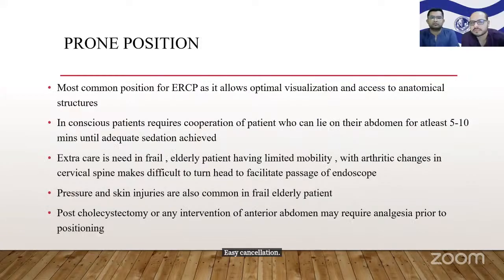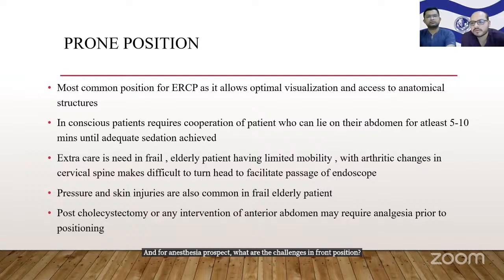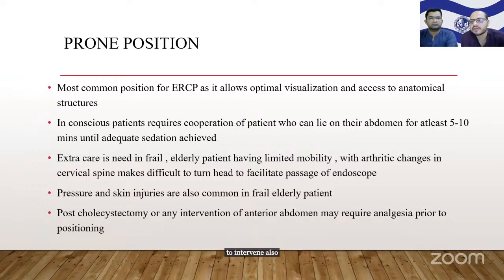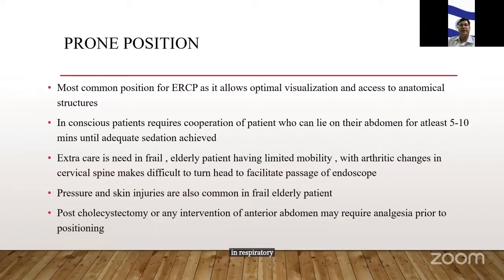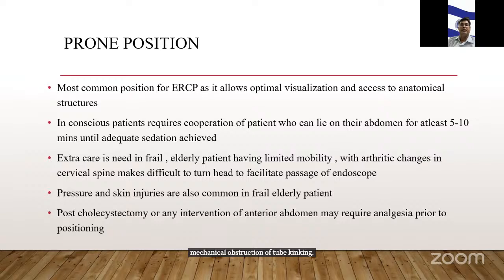Easy cannulation. Okay. And from the anesthesia perspective, what are the challenges in prone position? In prone position, the first thing is airway compromise. If there is any airway compromise, it will be difficult for the anesthesiologist to intervene. Also, respiratory and cardiovascular compromise will be more. And mechanical obstruction chances, kinking of the tube, or displacement of the tube are very high as compared to supine or other positions.